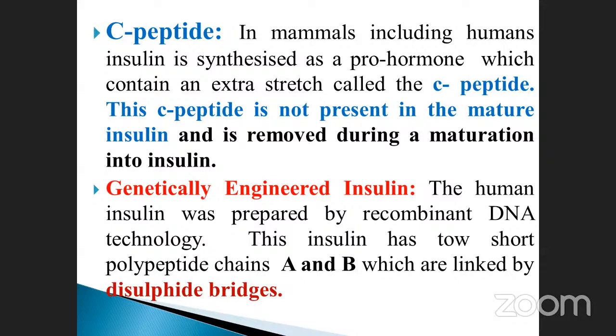What is the meaning of genetic engineering? It's used for genetically or commercially prepared products, in the laboratory aspect, DNA technology aspect, genetic engineering aspect. Such a hormone is called genetically engineered insulin, that is called humulin. This insulin has two short polypeptides, A and B, don't forget, my dear. Both polypeptides are united by disulfide bridges only. Otherwise, it will not be strengthened.